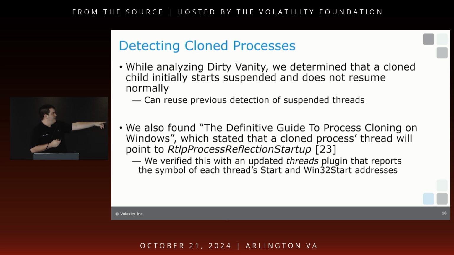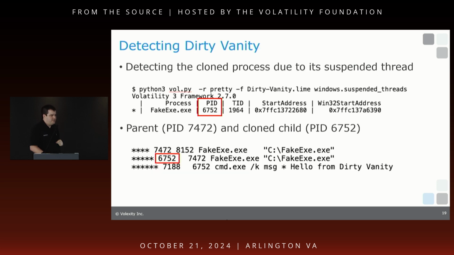If you're interested in this, Google the definitive guide to process cloning on Windows. It's like 50 pages of gory API details, but it matches everything that we saw in the plugin. Honestly, if we saw that first, it would have saved a lot of time because we had to do some reversing. But that guide is on GitHub, and it explains a lot of what's going on. The basic idea is when you create a cloned process, you're suspending threads along the way. You're also changing the process state, so Volatility 3 picks that up right away.